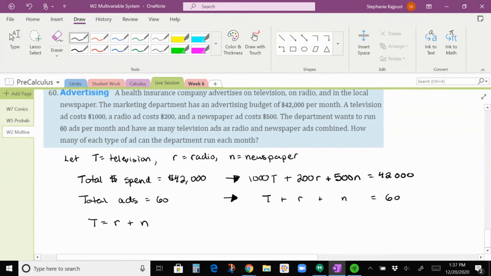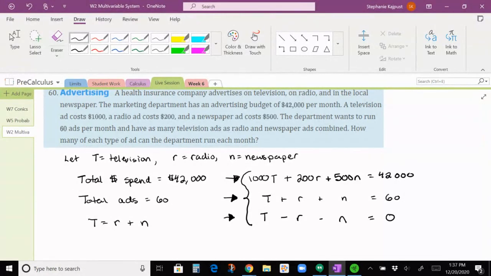But if you do want to put it with all your variables on the same side, you would need to subtract r and subtract n, and then you end up with 0 on the right side. And then this is your system. And so I'm going to put that in the system notation with the curly braces.